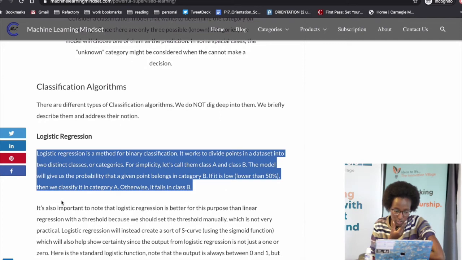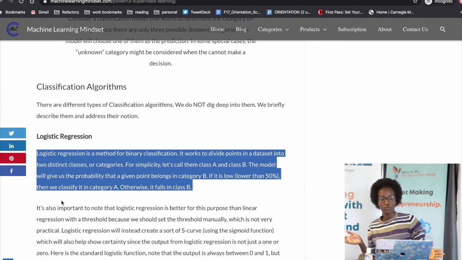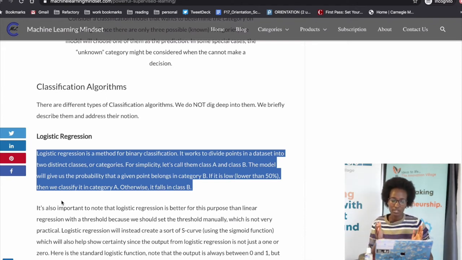Logistic regression is a method for binary classification. For starters, I've just told you directly, logistic regression is a method for binary classification. Binary classification is like 2 categories for the output. Is it a yes or no? Is it a panda, or is it a lion? So it's not multi-category classification. It is for binary classification.